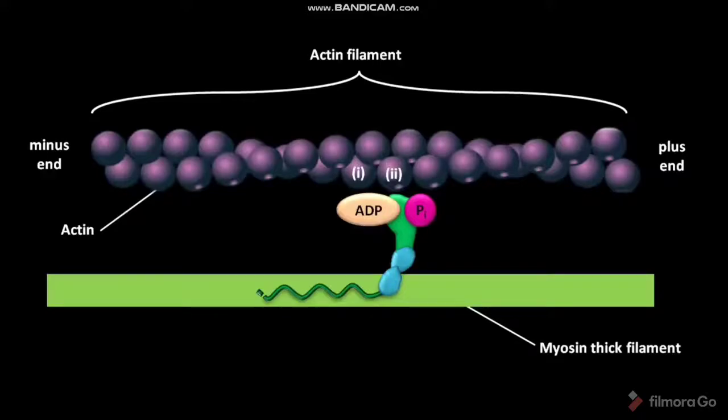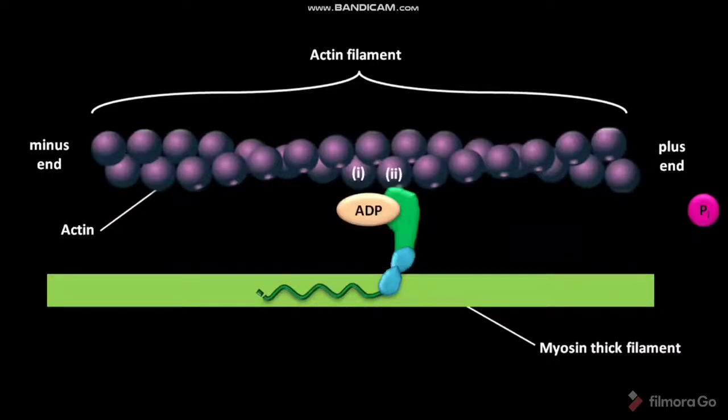The ADP and Pi remain tightly bound to the myosin head. Due to this ADP and Pi formation, the myosin head weakly binds to a new site on the actin filament. This weak binding causes the Pi to be released. As a result, the myosin head tightly binds to the new site on the actin filament. The release of Pi triggers a force called the power stroke.